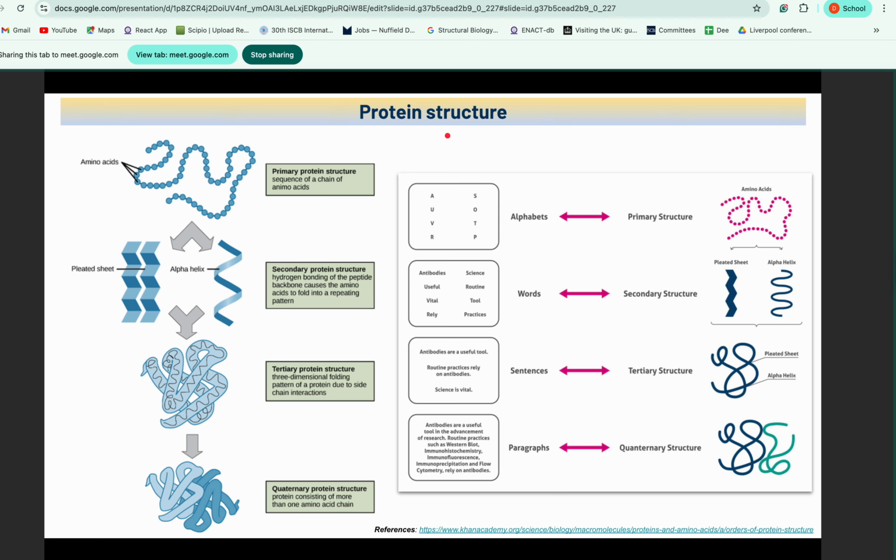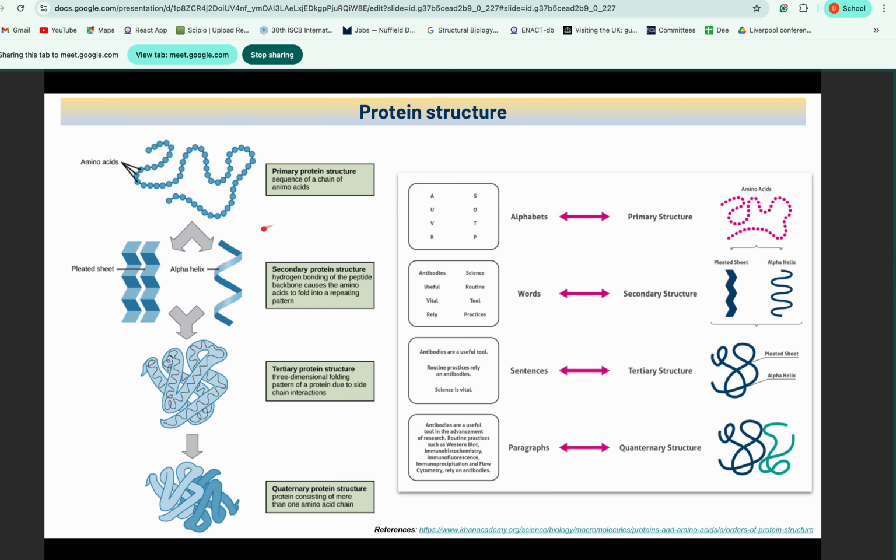Okay, so protein structure is mainly divided into four types. The first one is the primary structure, in which we look at the linear chain, or linear sequence, of amino acids present in the protein. If we talk about the English language, then the alphabets are like our primary structure of a protein.